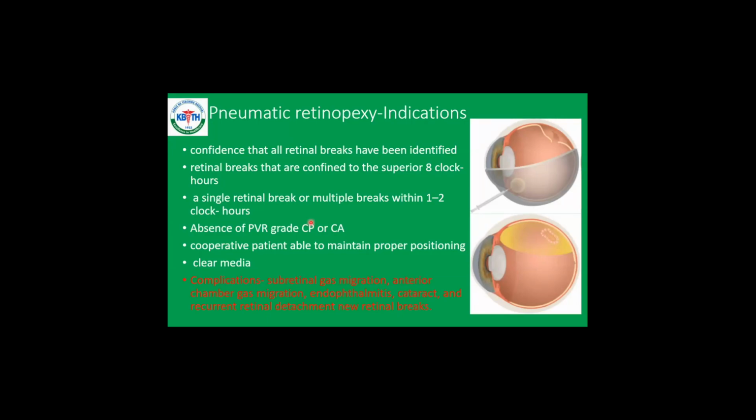One of the various modalities for treatment of rhegmatogenous retinal detachment, apart from vitrectomy and scleral buckle surgery, is pneumatic retinopexy. If you inject air or gas into the eye and they maintain proper positioning, the fluid tends to clear in about 6 to 8 hours. And then you can do cryo or laser to seal the cause of the retinal detachment.